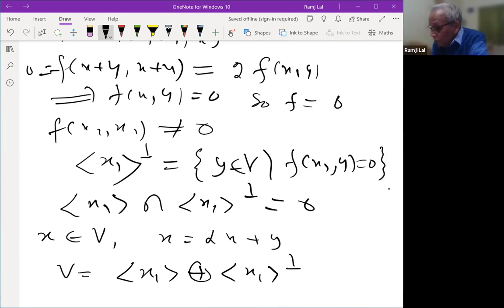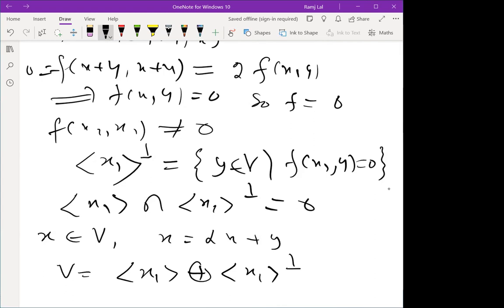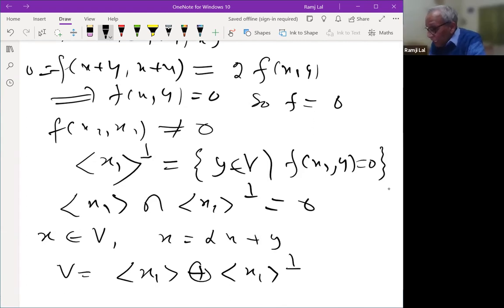So V is the direct sum of the span of x1 and its orthogonal complement. And F is Hermitian on this complement also, so you apply induction. F has an orthogonal basis there, and that combined with x1 will form an orthogonal basis for F on V.